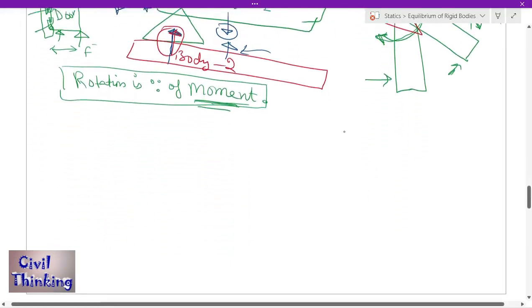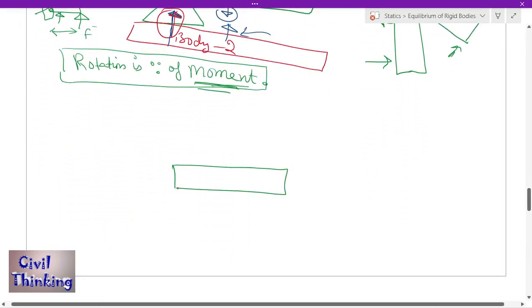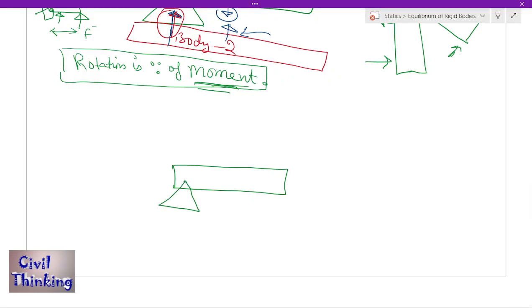Let me show it here. Let us say this is the body and this is the hinge. Now you apply a force here. Because of this force there will be a movement like this, right? Because movement is in the direction of force. This movement will try to rotate it like this. The rotation at this point is only because of movement. Now if you want to stop this rotation, what are you going to do? Because rotation is because of movement, you are going to exert an opposite moment.